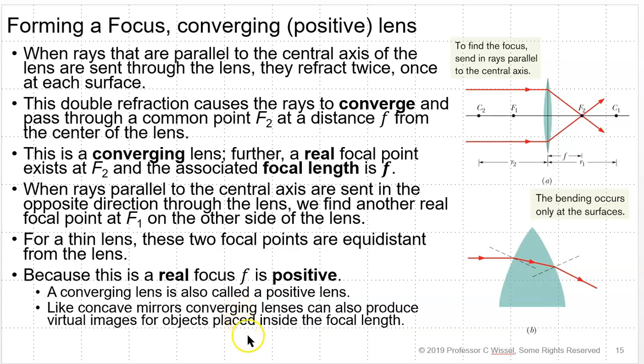And like concave mirrors, converging lenses can also produce virtual images. If the object is located between F and the lens, within the focal length, then it's going to make a virtual image. We'll show you that later.